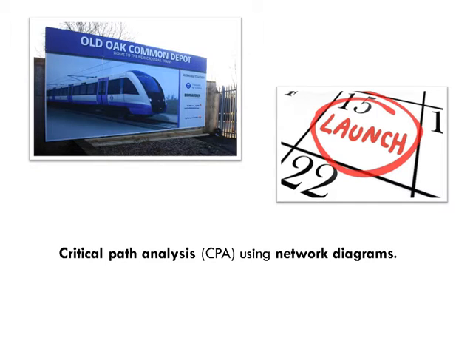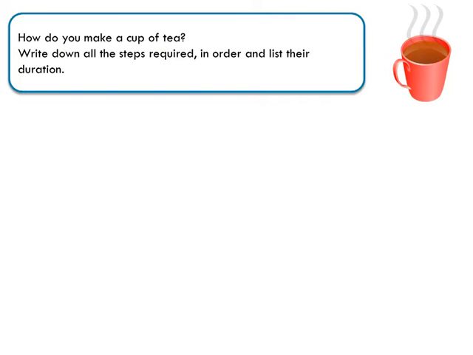Businesses use a project planning tool called critical path analysis, which makes use of network diagrams to carefully plan big projects such as construction projects like Crossrail, and also to plan important projects that they need to do, like launching a new product, for instance. So to illustrate the basic idea of critical path analysis, we'll look at a really simple project, making a cup of tea. So how do you make a cup of tea?